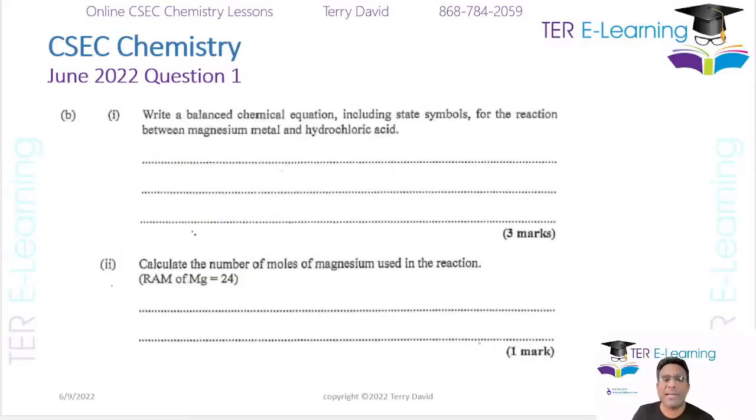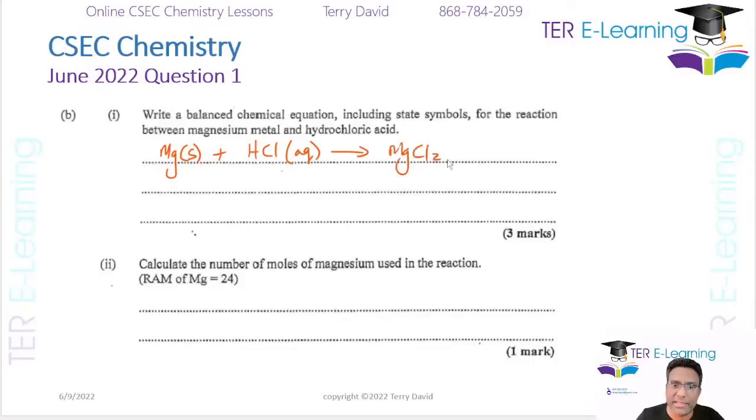Next part, write a balanced chemical equation including state symbols for the reaction between magnesium metal and hydrochloric acid. So the broad topic said acids, bases, and salts. So this is what they were referring to, right? So this is HCl aqueous, which produces a salt, in this case MgCl2 aqueous, plus H2 gas. And to balance this, all I need to do is put a 2 here.